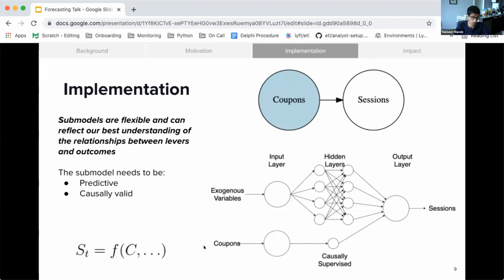So because we are saying sessions is a function of coupons, that we can measure and add estimates for, we need the coupons to sessions relationship to be causally supervised. However, the exogenous variables to sessions don't have to be causally supervised. For example, we don't control when thunderstorms happen. Therefore, we don't believe it's as important to have any causal supervision between those.